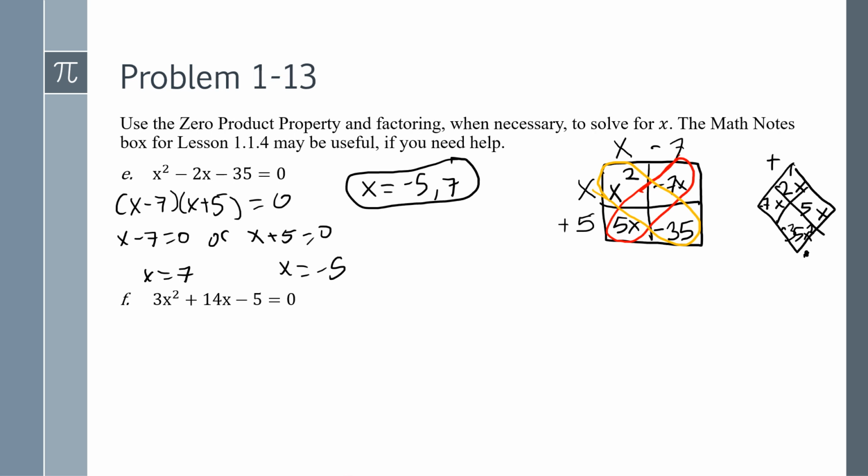Okay, last one, 3x squared plus 14x minus 5. So again, no GCF, so I'm going to make my box.